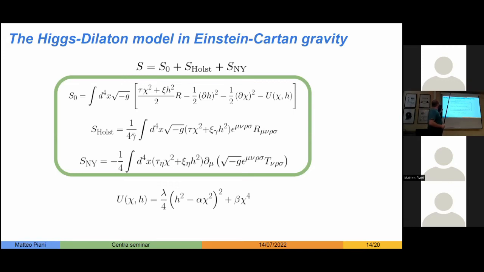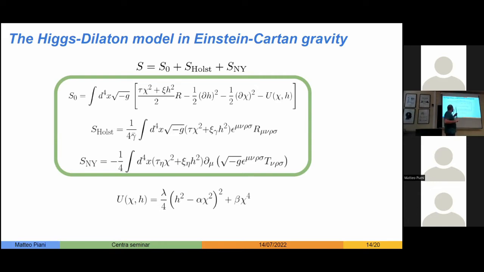So now I start a bit with formulas. I apologize in advance, but they are there. I cannot avoid writing them. So the scenario is exactly the same as before. We have the action with the Einstein-Cartan. Now we have 2 fields, 2 scalars. And again, a potential that is kind of the same as before. But now, instead of having the expectation value of the X, we have another field.